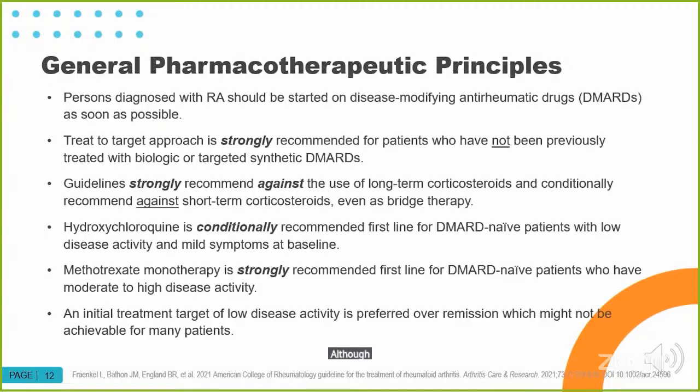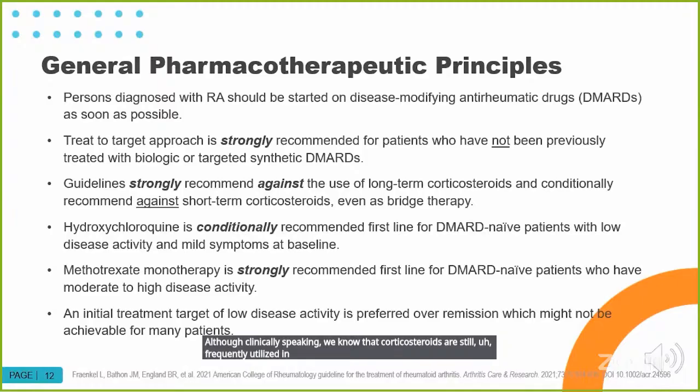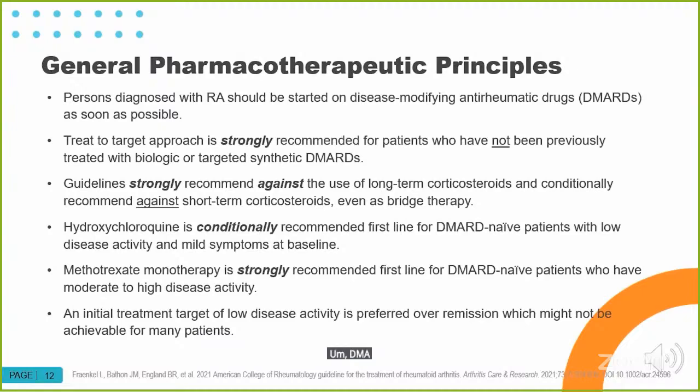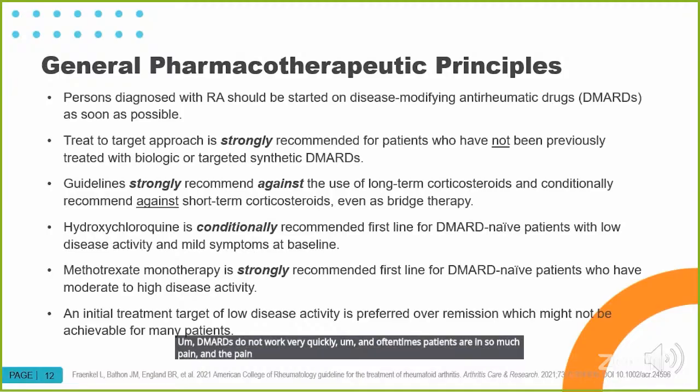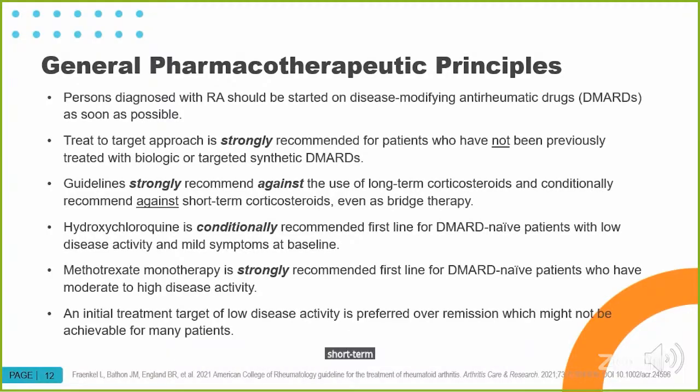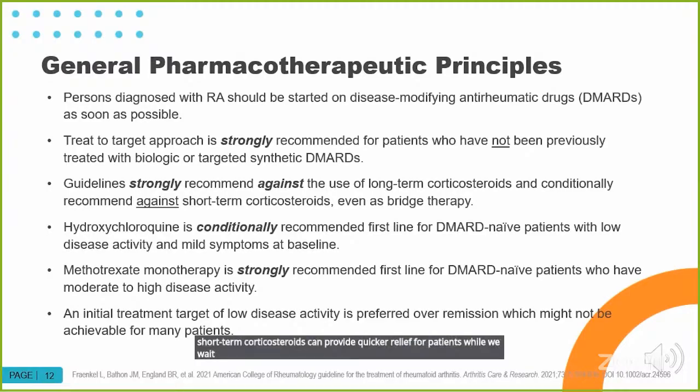Although clinically speaking, we know that corticosteroids are still frequently utilized in patients with RA, especially for those that are newly starting therapy, because DMARDs do not work very quickly, and oftentimes patients are in so much pain and the pain affects their quality of life. Short-term corticosteroids can provide quicker relief for patients while we wait for DMARDs to take effect.